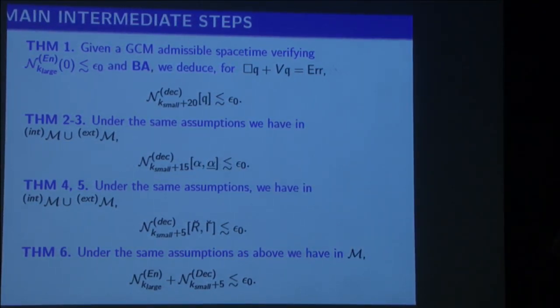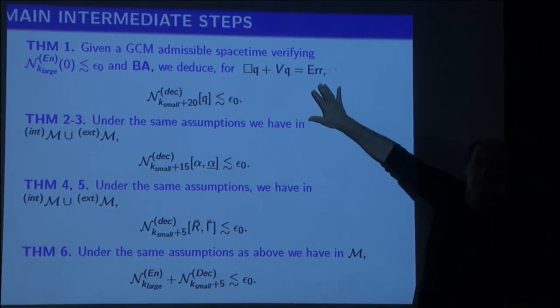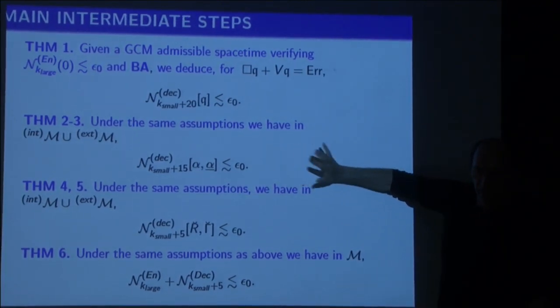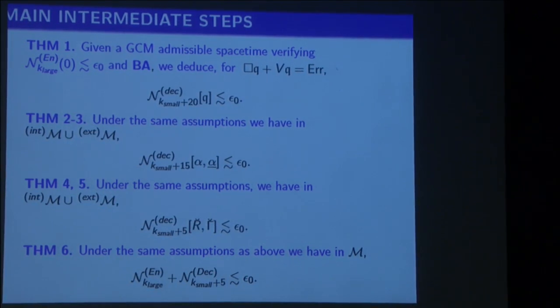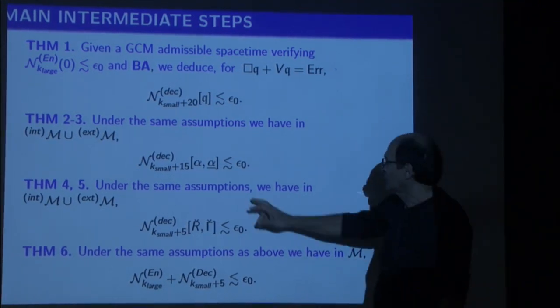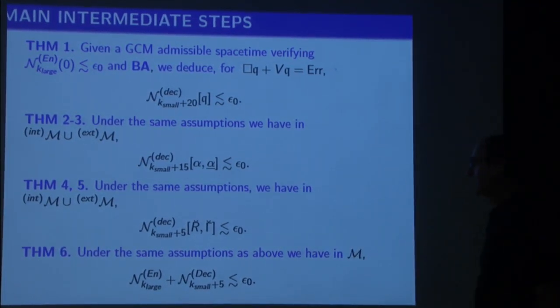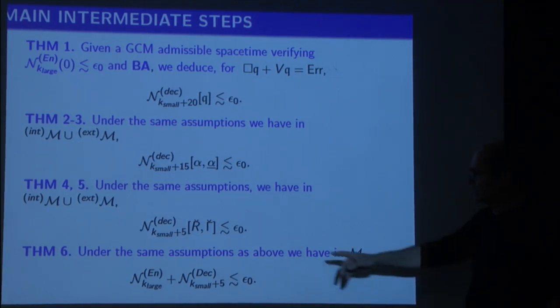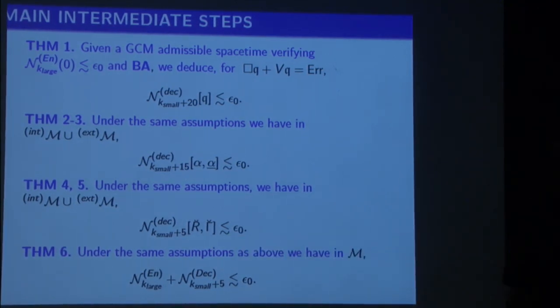Of course, you have to think that everything here takes, I don't know, 100 pages of estimates and so on and so forth. So every step is actually a huge step. Now, under the same assumptions, you have estimates for what I call R check and gamma check, right? So we had gamma check.